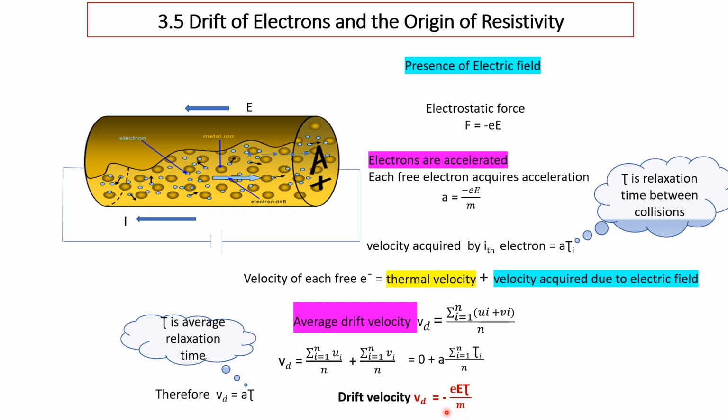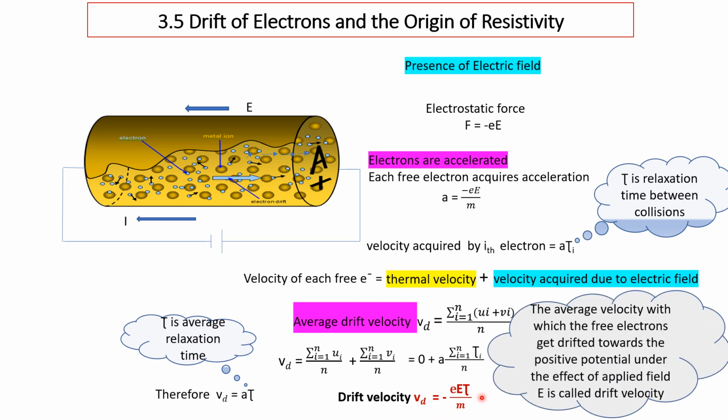What can we say about the negative sign in this particular equation? What does it imply? You're right. It implies that the drift velocity direction and the electric field direction are exactly opposite. That is, the drift velocity is opposite to the direction of the electric field. Therefore, we can define drift velocity as the average velocity with which the free electrons get drifted towards the positive potential under the effect of the applied field E, and it is called the drift velocity.